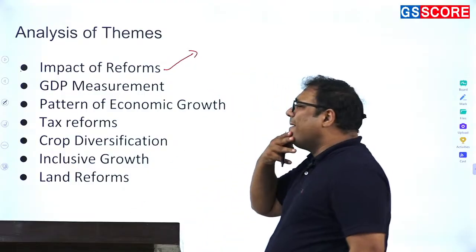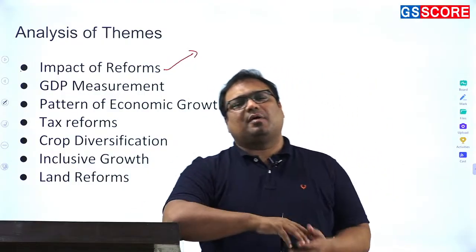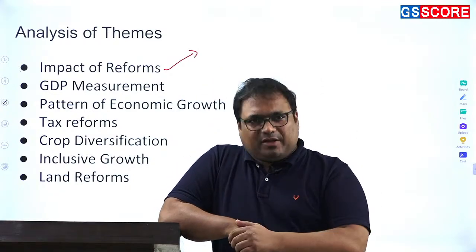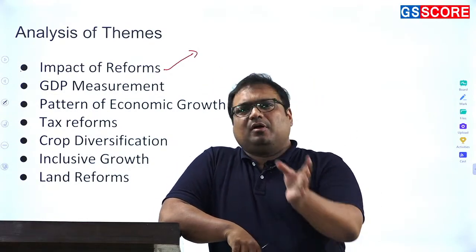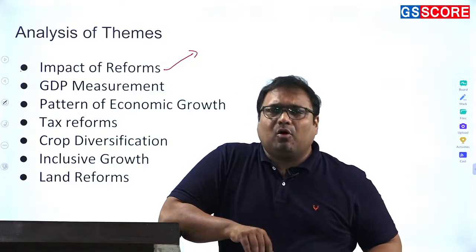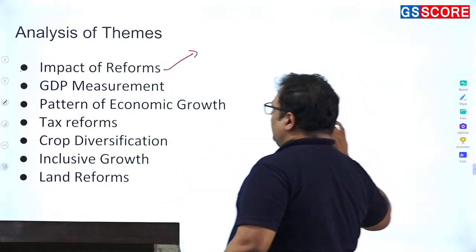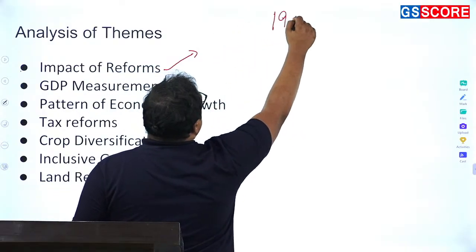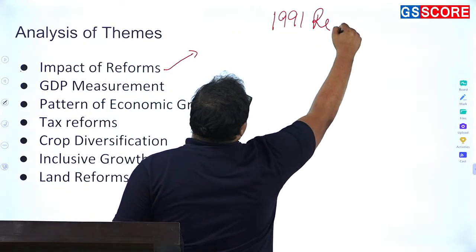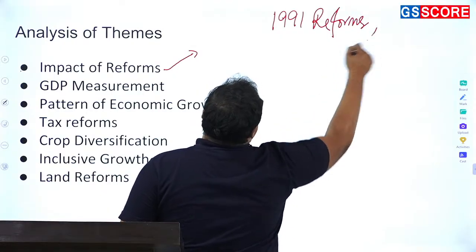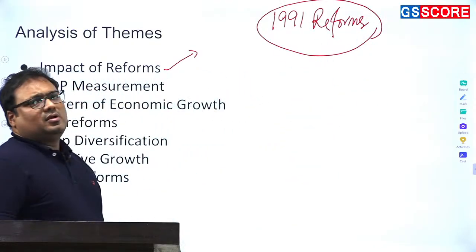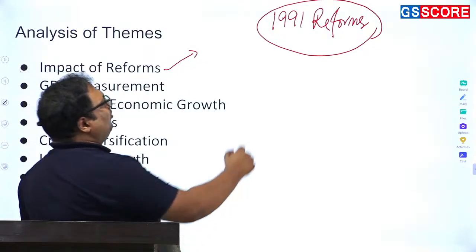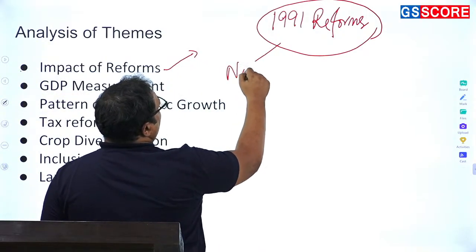Fine. So I just gave you an example of one theme. I discussed the PYQ. We saw the last 2-year paper. So we have done most of the work. Now let us analyze these themes. Impact of the reforms. So we have to first start with 1991 reforms. You start with 1991 reforms. First of all, the need for reforms.